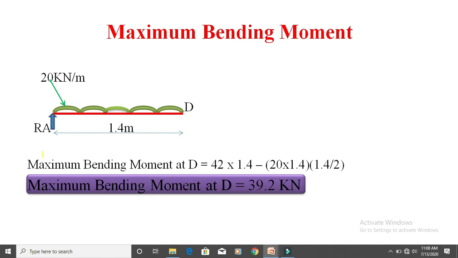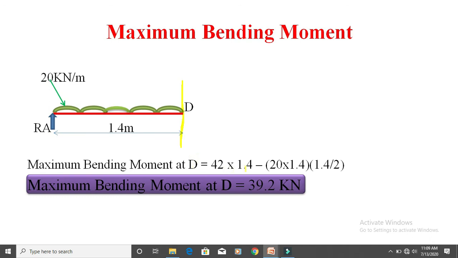So we already calculated the A to D distance is 1.4 meter. This is the RA point. From A to D there is a UDL load, and the value of UDL is 20 kilonewton per meter. So we have to calculate the maximum bending moment at D. While calculating the maximum bending moment of D, this is the point D, and looking at the left of D, there are only RA and UDL. So consider these values. The RA value is 42. The A to D distance is 1.4.